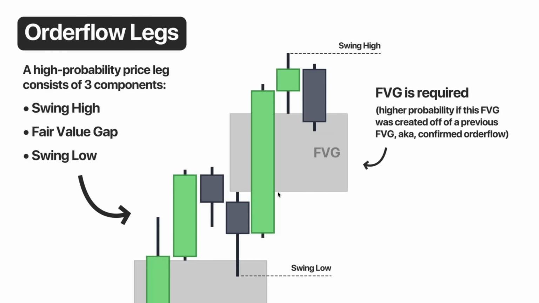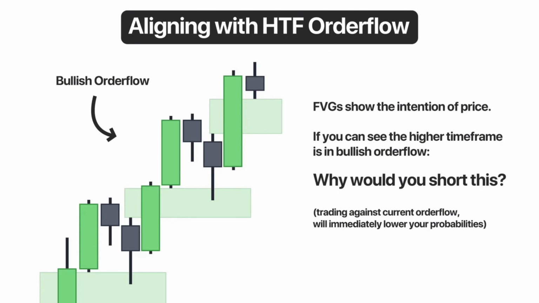So just keep this in mind. When you have an order flow leg that came off of a previous order flow leg, that is an extremely high probability leg. So moving on, we always want to align ourselves with that higher time frame order flow, because the fair value gaps show you the intention of price. The fair value gaps are order flow.